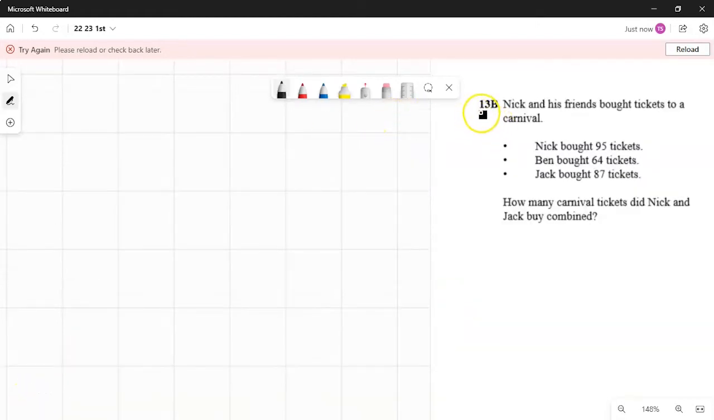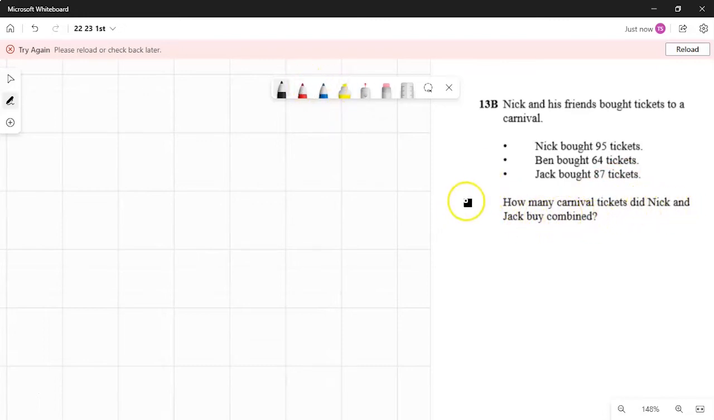Okay, let's look at the next problem, 13B, and follow along as I read. It says, Nick and his friend bought tickets to a carnival. Nick bought 95 tickets, Ben bought 64 tickets, and Jack bought 86 tickets. How many more carnival tickets did Nick and Jack buy combined?